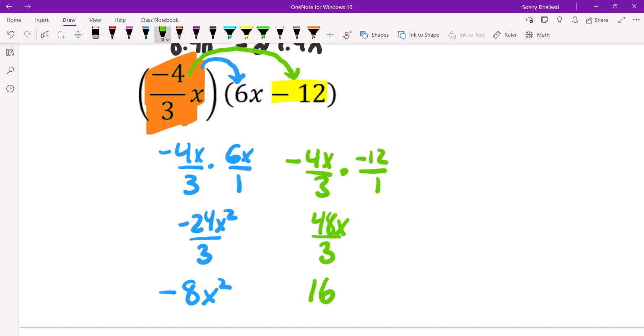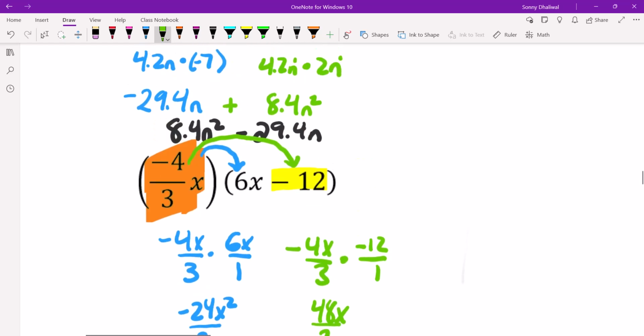And the variable. What happened to the variable? Does it disappear? Does it change? Does it stay the same? It's just x. It has nothing to combine with. Okay, so now we have two terms. We need a sign between this. Plus, because this was a positive 16. That's it.